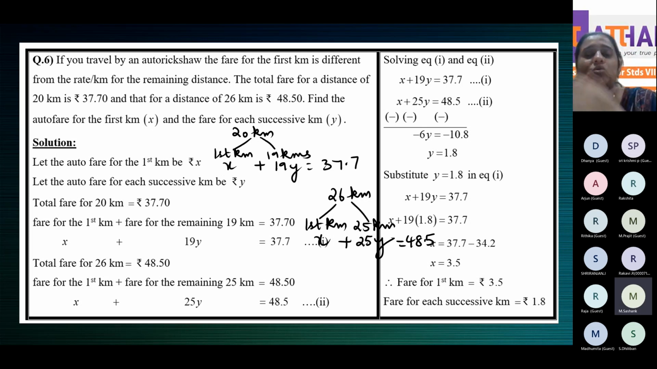Yes, ma'am. You ask yourself, why will you pay him for the first kilometer separately and again for the 20 kilometers? If you have paid him for the first kilometer separately, then for the remaining 19 kilometers only you will calculate, no? Yes, ma'am.